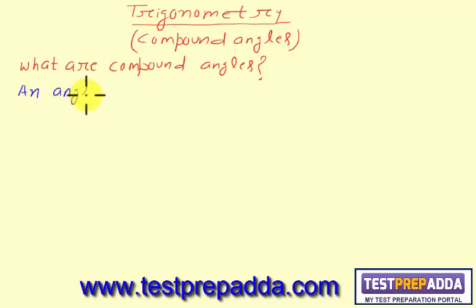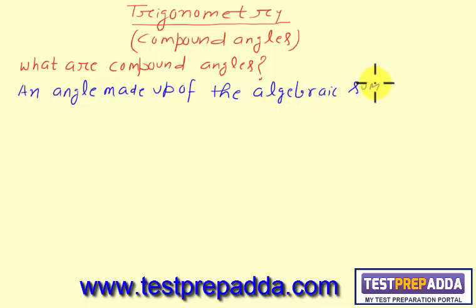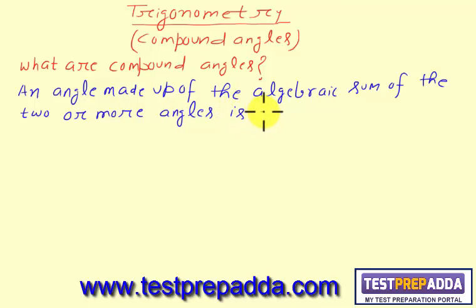An angle made up of the algebraic sum of the two or more angles is called a compound angle. Algebraic sum. I'll give you an example here.